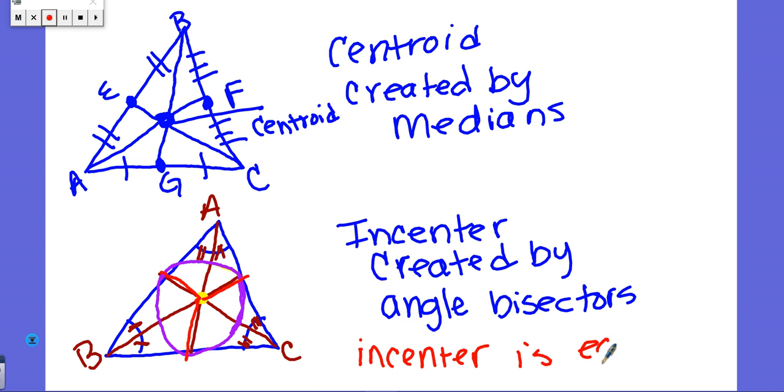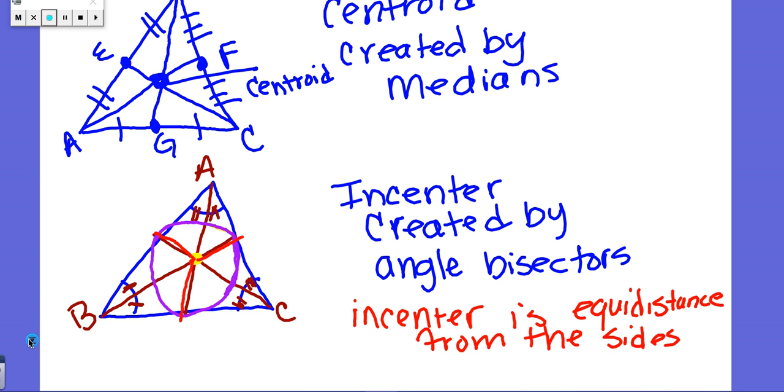So we're going to say the incenter is equal distance from the sides of its triangle. Okay, good. So let's keep it right on moving.